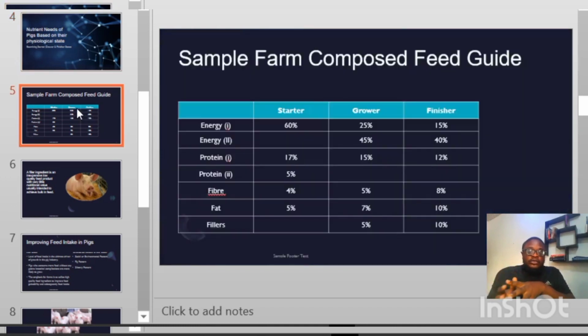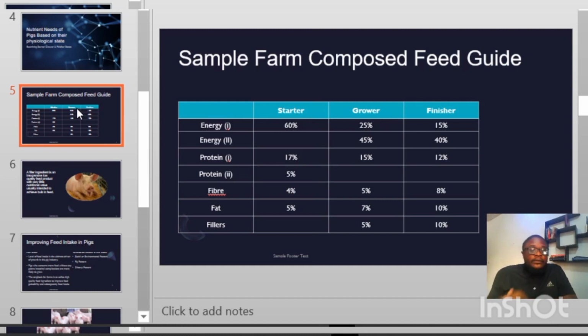Alright, so what is on the screen is a kind of sample feed guide. It's a template, really. Like I said at ab initio, there is no universal feed guide. What farmers need to do is to be able to have an idea of what the animal needs and the extent to which you can include some of these nutrients in the feed, and balancing all these nutrients together if you are formulating feed in your farm.